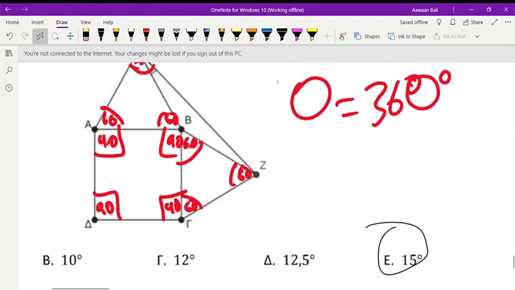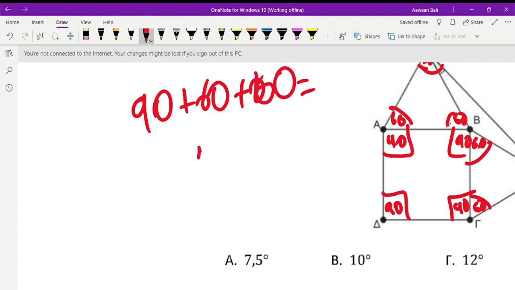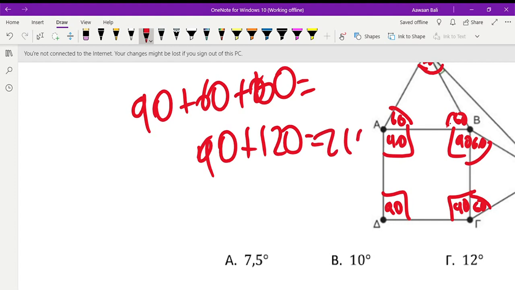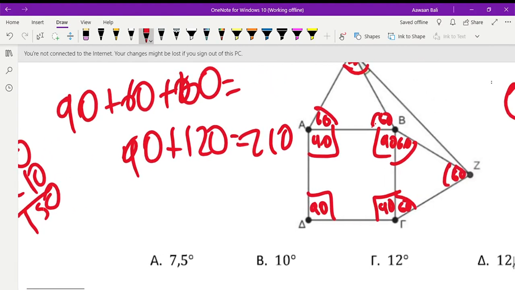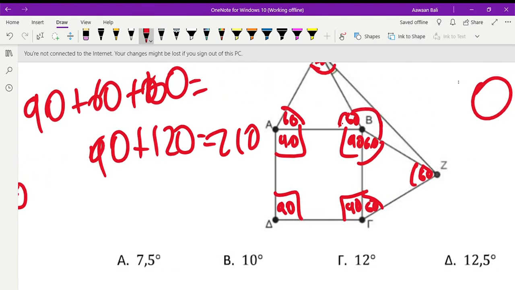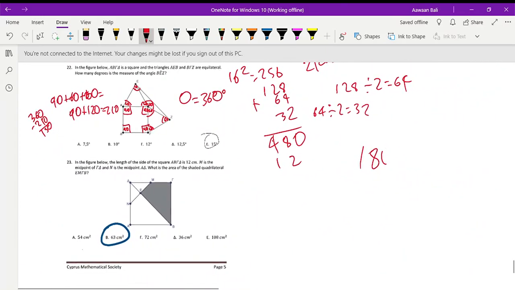we almost got a full circle. So basically, we got 90 plus 60 plus 60, which is 90 plus 120. 120 plus 90 is 210. 360 minus 210 is 150. And now we have 180. 180 degrees minus 150 is 30 degrees.